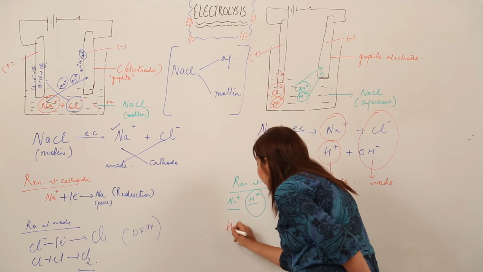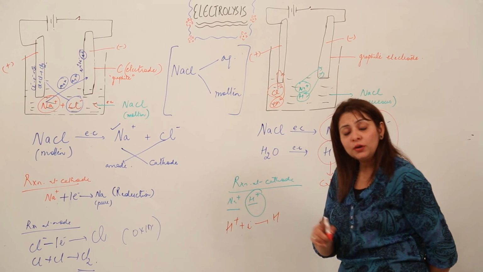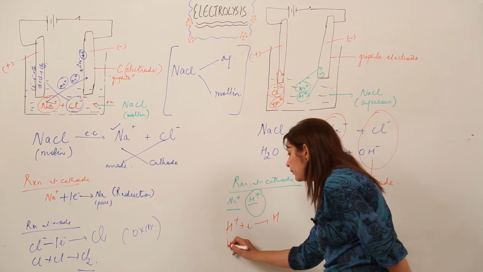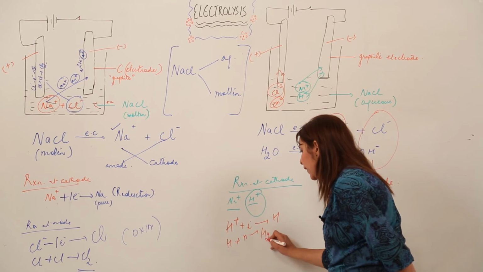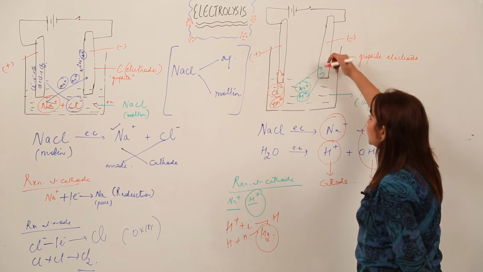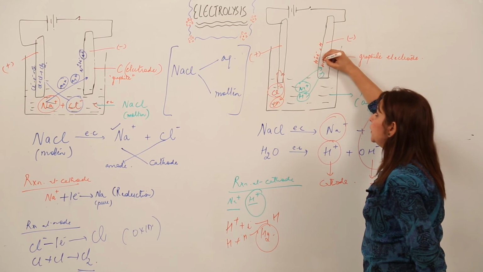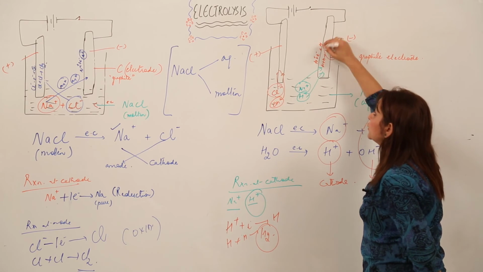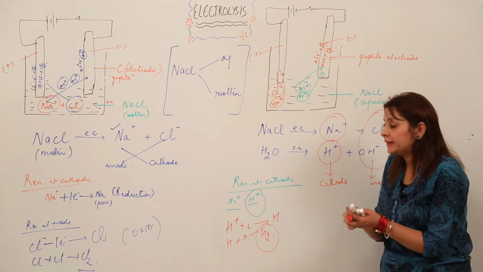So that means this hydrogen ion with positive charge will gain an electron and form hydrogen. We know that hydrogen is a diatomic gas, so just like Cl became Cl2, the hydrogen will form H2. So we get H plus H, that is H2. So that means at the cathode, the hydrogen gas is liberated.